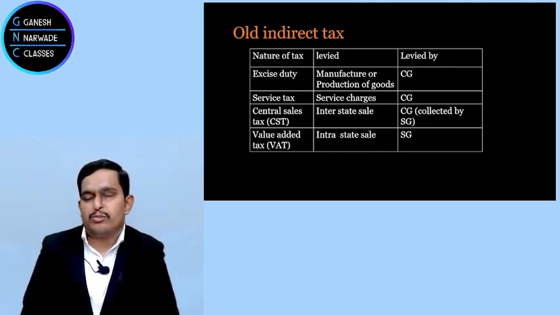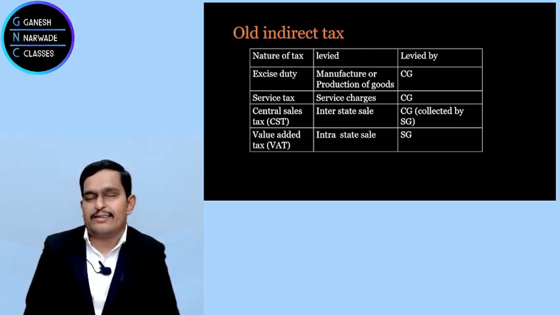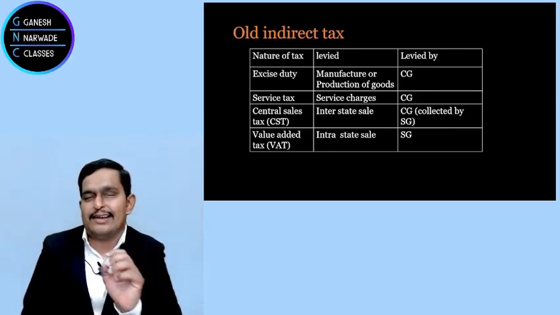Suppose some goods are sold from Madhya Pradesh to Telangana. So how many states are involved? Two states are involved. Madhya Pradesh is a separate state, Telangana is a separate state. In the olden times, before 2017, if such a sale happens, so goods are sold from Madhya Pradesh to Telangana, then on the sale, CST, Central Sales Tax, was collected, because Central Sales Tax is a tax on interstate sale. Sale of goods from one state to another, we call it interstate sale.